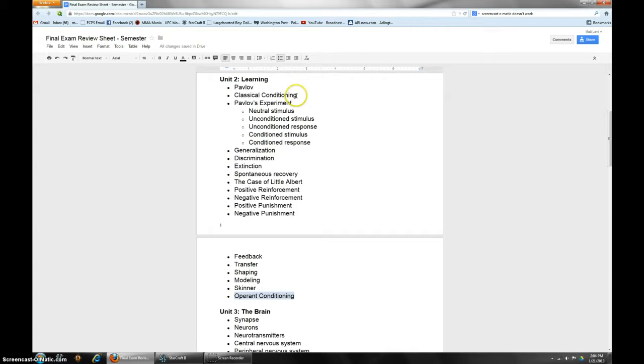Classical conditioning is dealing with just responses, hunger, stimulation, whereas operant conditioning and Skinner have to do with behavior, so training a cat, training an athlete.